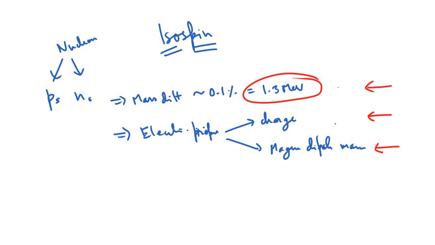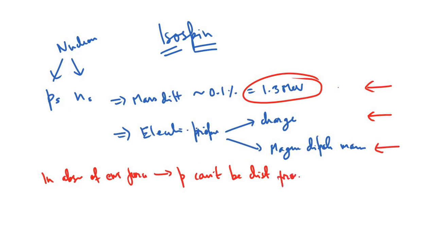Now this situation, what situation? That in the absence of electromagnetic force, a proton can't be distinguished from a neutron. Now this entire scenario is quite similar. Where? It is very much similar to the case of particles with different values of spin.